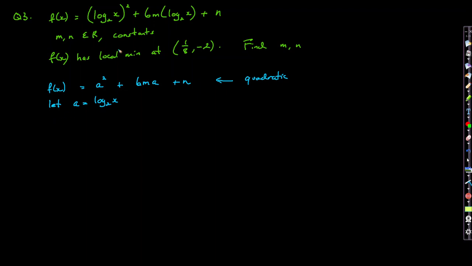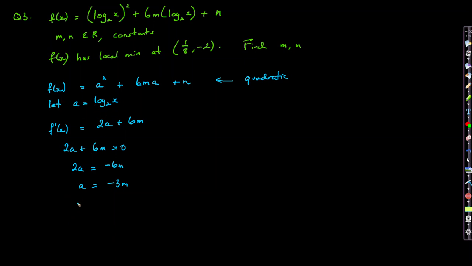So we know that this function has a local minimum. If I differentiate this function with the substitution in it, we're going to get 2a plus 6m. We're told that we've got a local minimum, so this derivative is equal to 0 when x is equal to 1/8. So we can say that 2a plus 6m is going to equal 0. So 2a is equal to negative 6m, a is equal to negative 3m, but how does that help us get x?